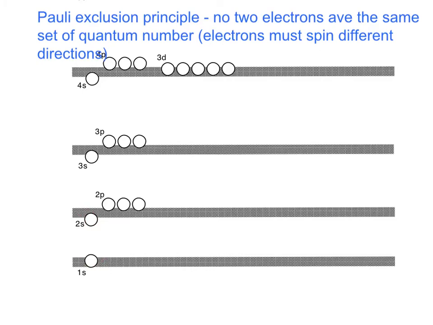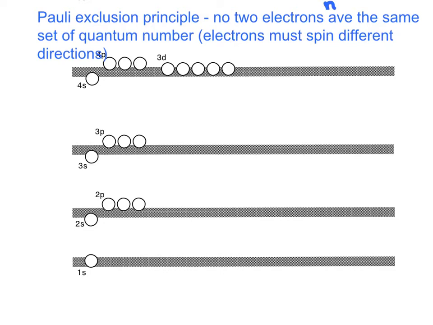The next rule we're going to make sure that you understand is the Pauli exclusion principle, which says no 2 electrons have the same set of quantum numbers. Forgive my typo here. Sorry about that. What that really means, since we're not assigning quantum numbers, so I'm not sure that would make sense to you, is basically that electrons must spin in different directions.